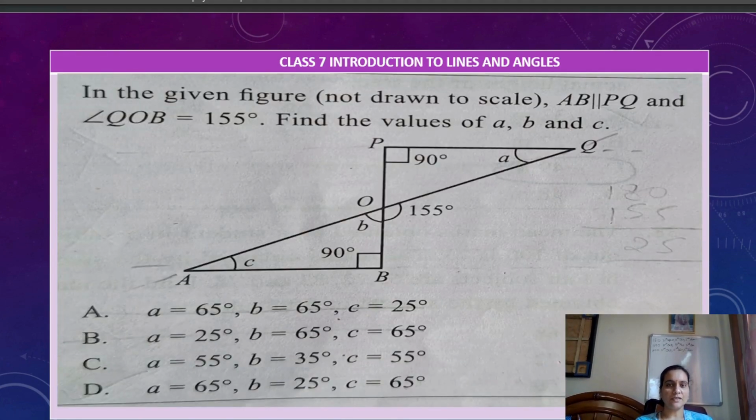In the given figure, not drawn to scale, AB is parallel to PQ and angle QOP is equal to 155 degrees. Find the value of A, B and C. Now these two lines, PQ and AB, are parallel to each other. I'll extend to get a better understanding of how the angles are formed here.